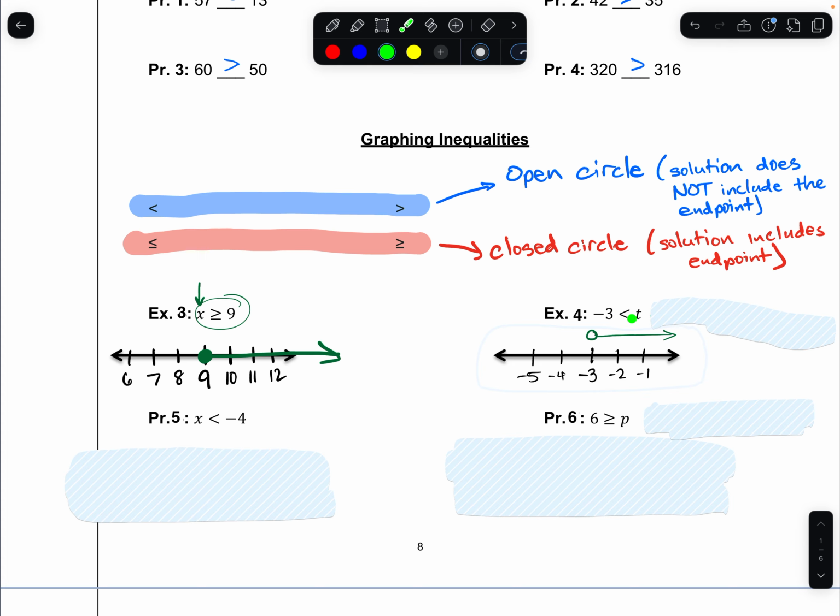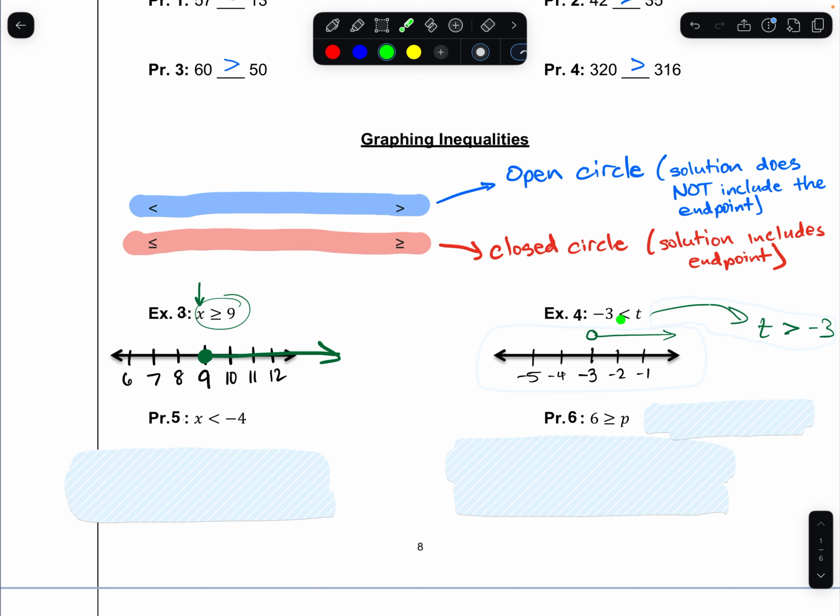Is negative 3 less than 0? Yes, it is, because that's a negative number and 0 is not. If you tried it the other way, like put in a negative 4 or a negative 5, you would get a false statement. Negative 3 is not really less than negative 4, so that's how we know not to shade to the left.